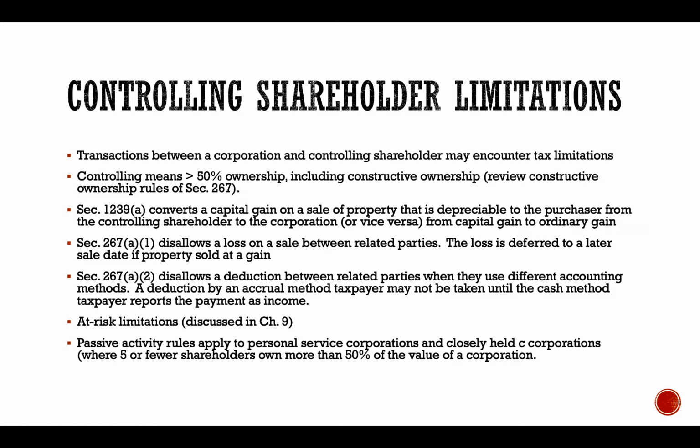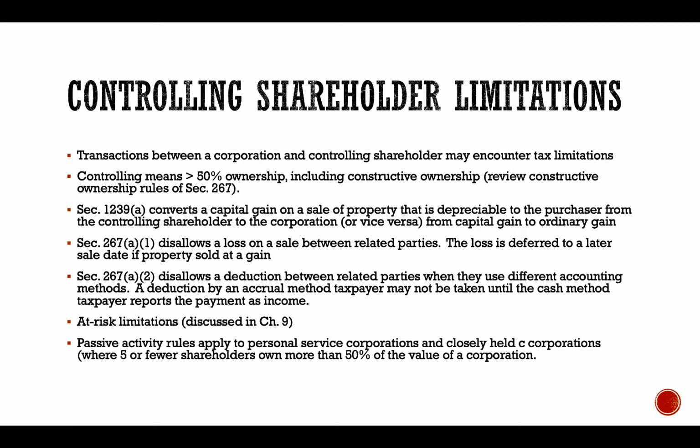We also have some limits that apply to controlling shareholders. So if I have a transaction between a corporation and a controlling shareholder, there may be limits. And a controlling shareholder means they own over half of the corporation, including constructive ownership. So those rules are found in Section 267. Remember, they are family attribution, corporate attribution. We are treated as owning shares that people or organizations we are related to own. So if I own over half of a corporation, either directly or through constructive ownership, these limits are going to apply. The first is found in Section 1239(a).